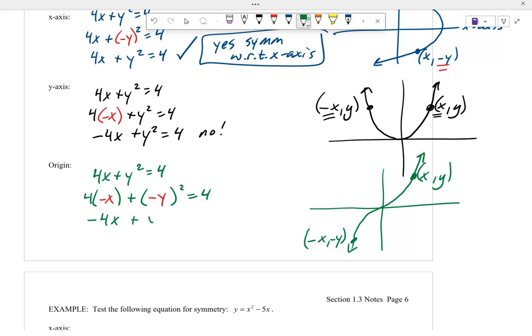Now, negative y times negative y is a y squared. Okay, I simplified it. Is that what I started with? No, I did not get 4x plus y squared equals 4. I got a negative 4x plus y squared equals 4. No. So the only thing this is symmetric to is the x-axis. That's the only symmetry that this one has.